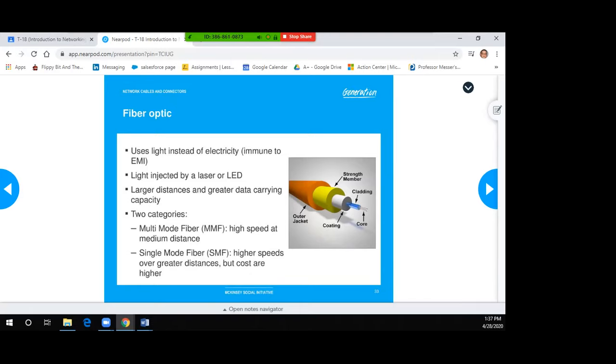Any questions in reference to fiber optic cable and how it transmits ones and zeros on a laser light or an LED, depending on which one it is?